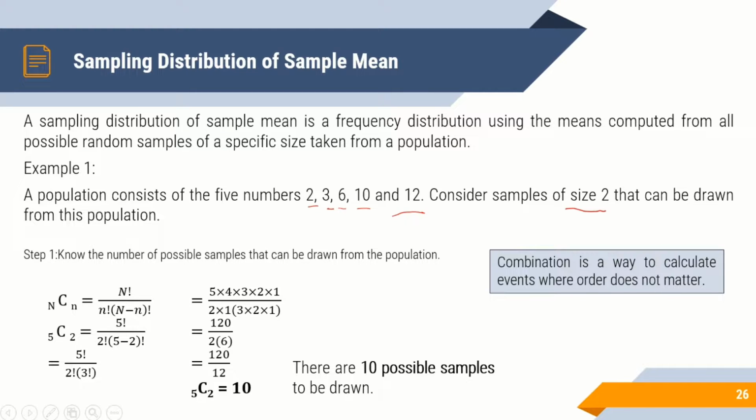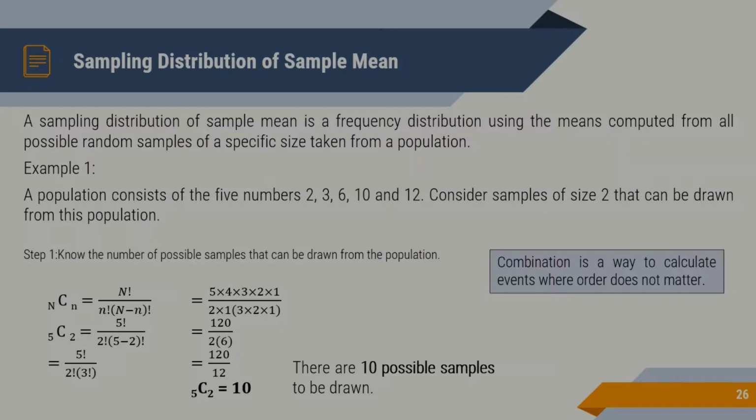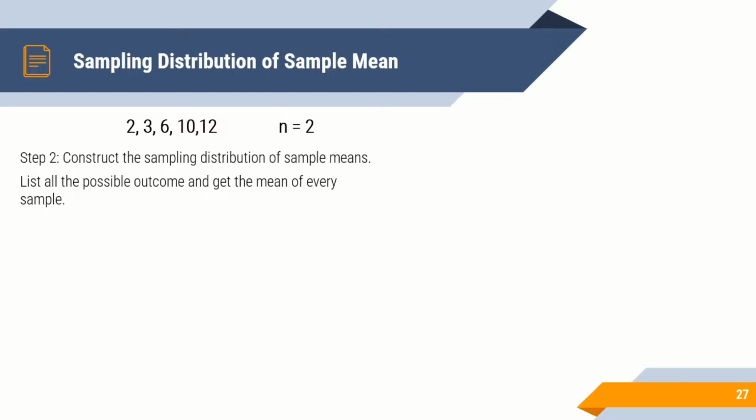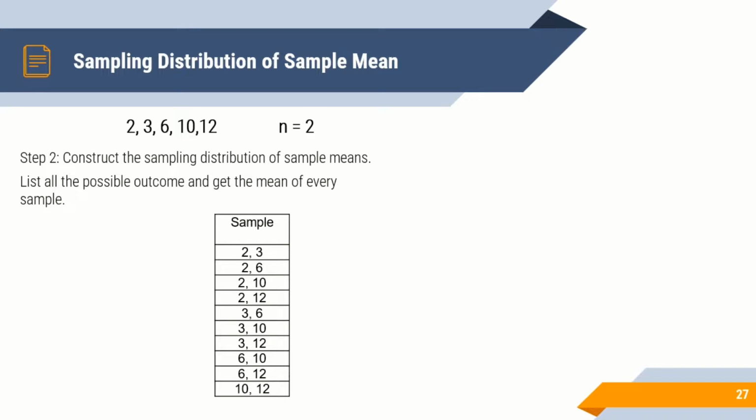So for step 2, construct the sampling distribution of sample means. List all the possible outcomes and get the mean of every sample. So paano natin nakuha yung sample? Starting from 2, we have 2 and 3, then 2 and 6, 2 and 10, 2 and 12.